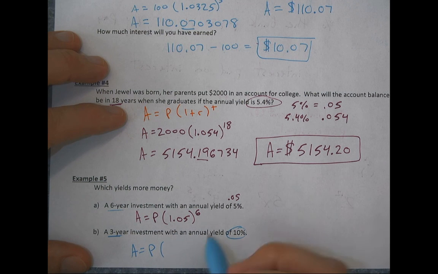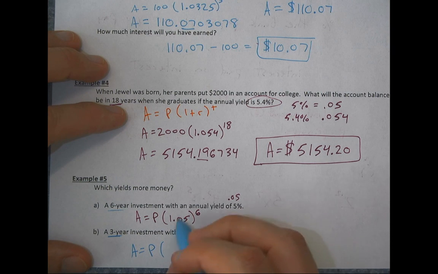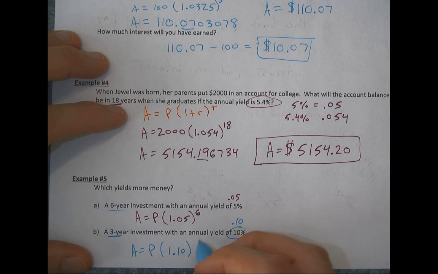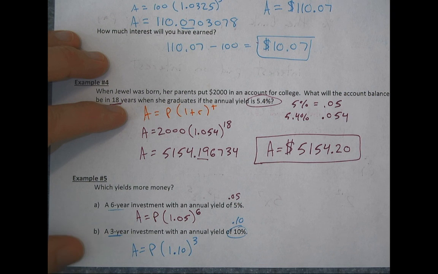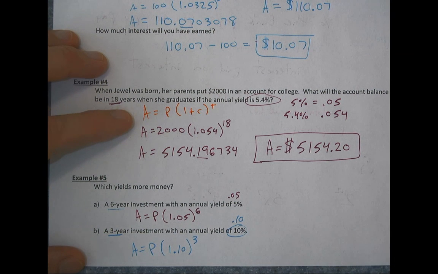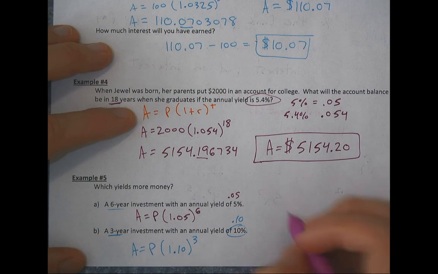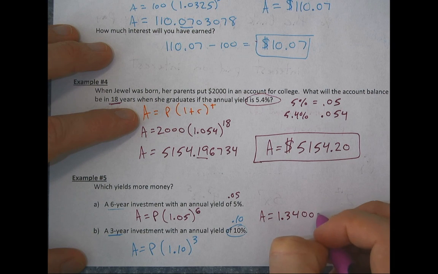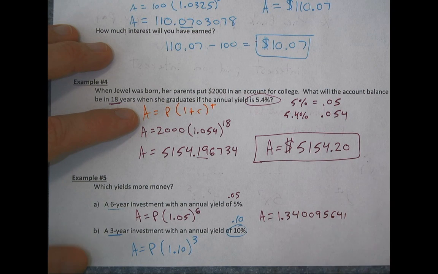And so our 10% is 0.10 or 0.1. And so when you add that to the 1 in the middle, it's going to be 1.10. And you could just put 1.1. And this is after 3 years. So we can raise this here, and we'll just leave the P alone. And so if you raise 1.05 to the 6th, you're going to get 1.3400956641, on and on and on.